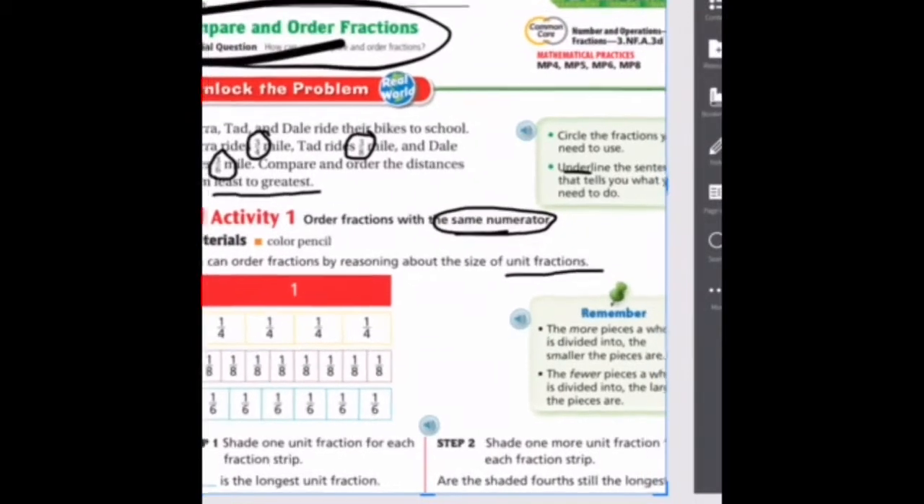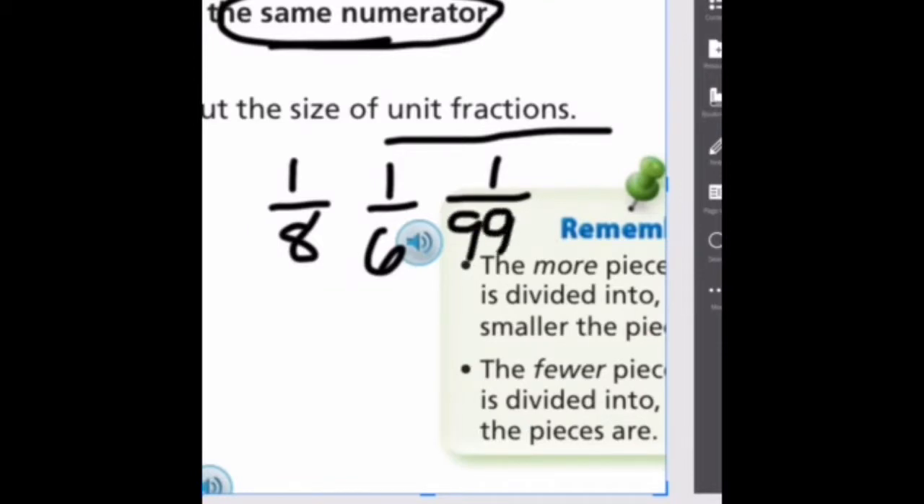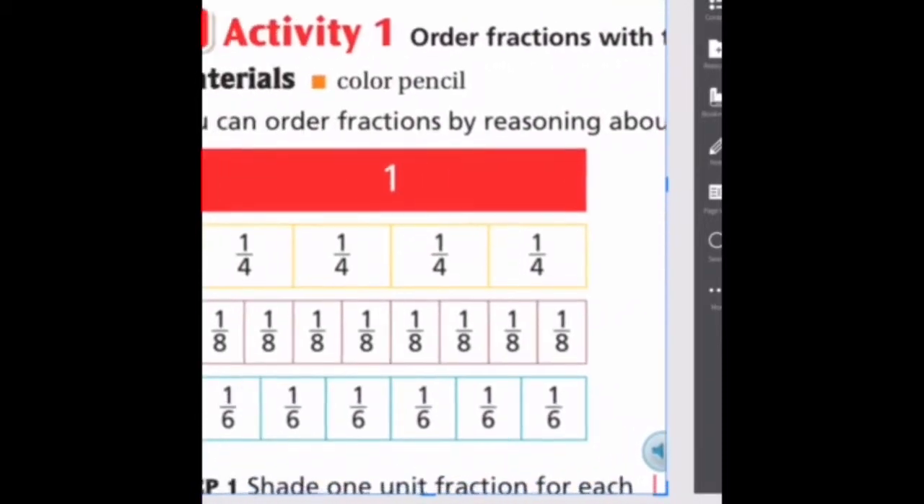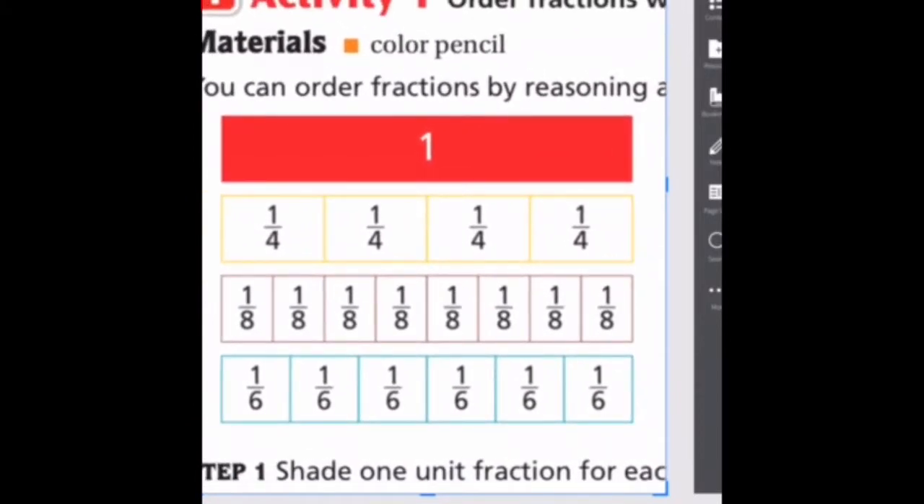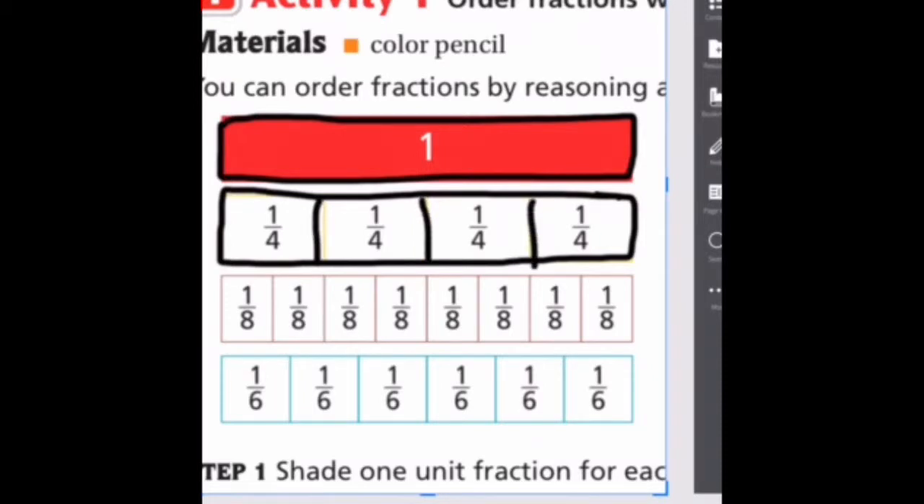In case you forgot what a unit fraction is, that's any fraction that has 1 as the numerator, right? So 1/8, 1/6, 1/999. Those are all unit fractions because 1 is on the top. So if we come over here, I like the book. They always start with 1 whole, and I like that. And then all of our fraction strips, they are the same size as the whole. They're just broken down into parts instead, right? Okay.